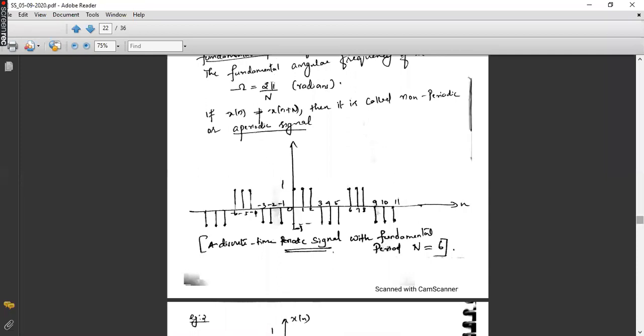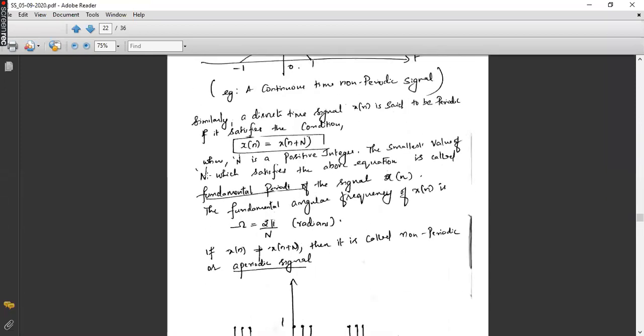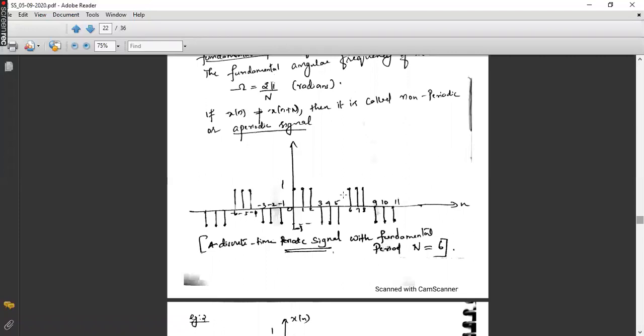Now what about at n equal to 1? x of 1 is equal to x of 1 plus 6, so x of 1 is equal to x of 7. So that is also satisfied. Again, x of 2 will be equal to x of 8.